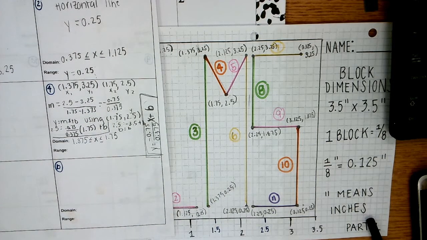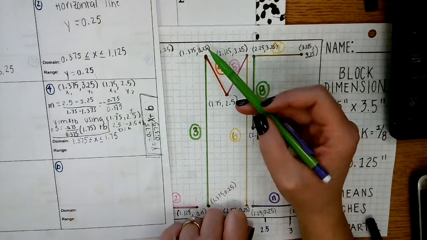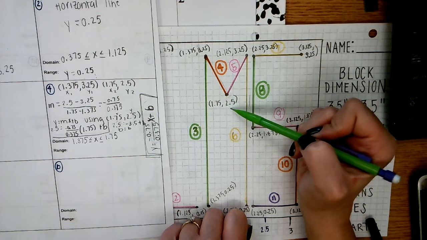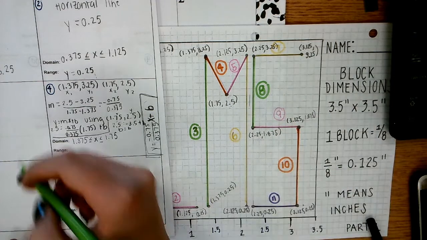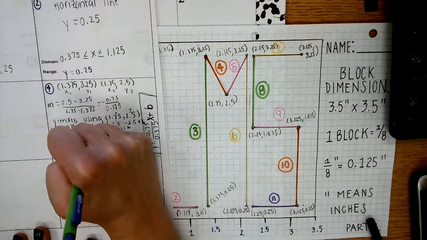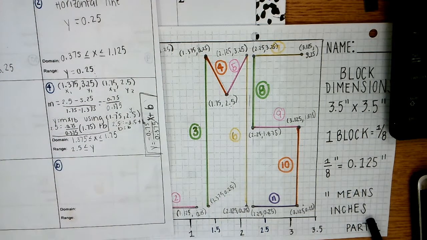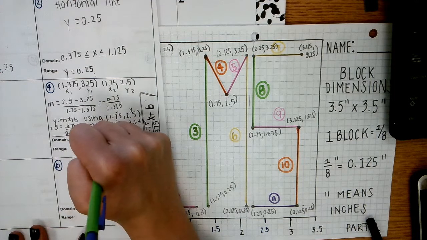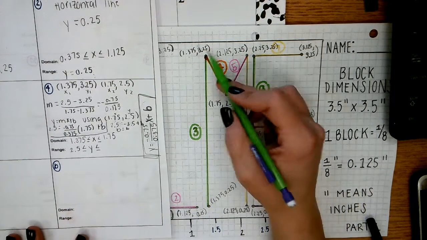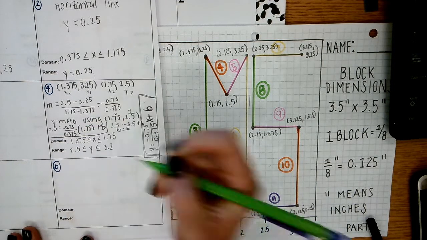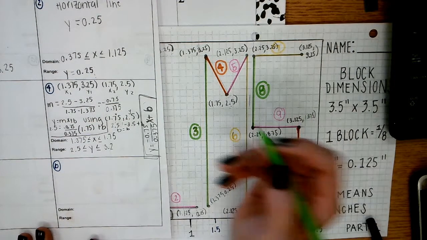And now for the range, we're going to do the same thing, but with the y values. So here you need to be a little bit careful. Remember, the smallest y value comes first. So here my smallest y value is 2.5. So I'm going to say 2.5 is less than or equal to y, because we're talking about range, is less than or equal to 3.25, because that's my biggest y value on this orange line segment number 4.